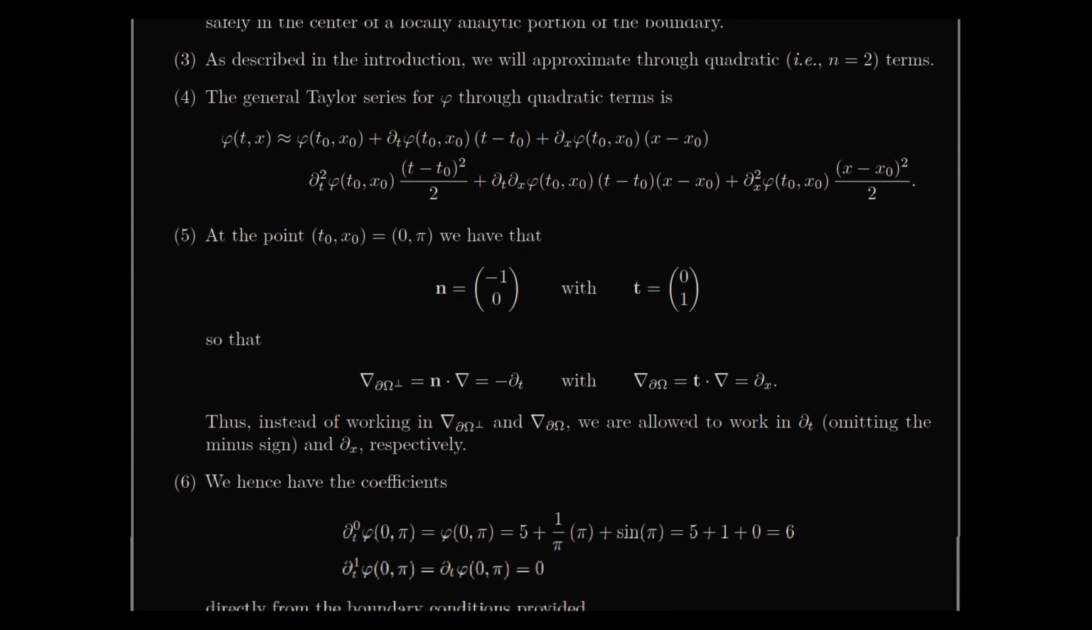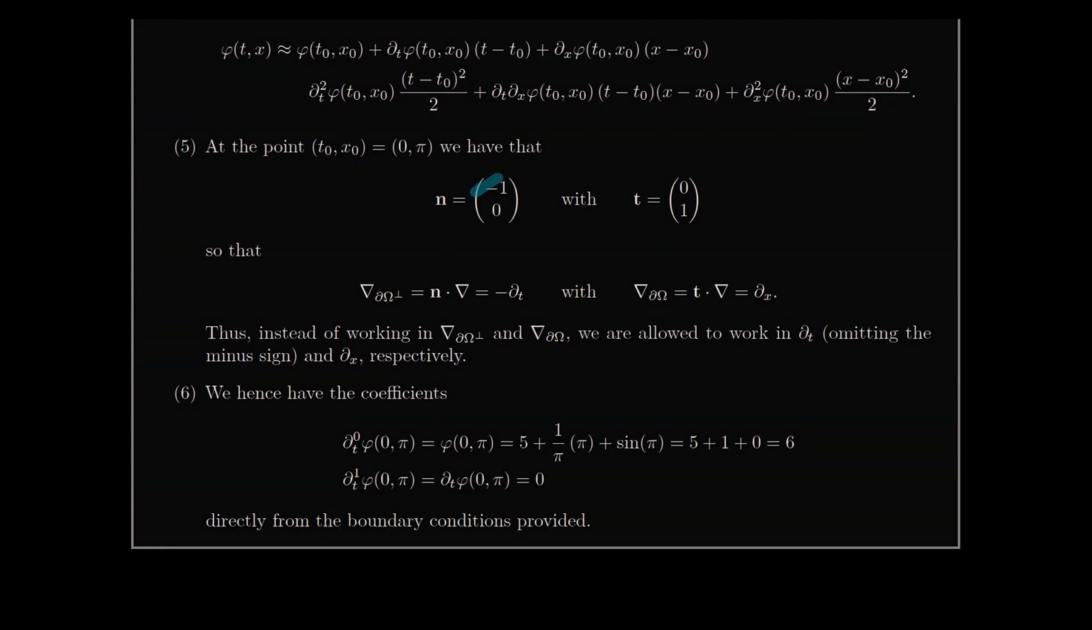So in step 5, we make clear what our normal and tangential derivatives are, which I already talked about. The normal direction is -1, 0. Tangential direction is 0, 1. This is in the variables x and t, so this is actually t there and x there. So I have the negative time direction for the normal derivative, positive x direction for the tangential derivative. And if I want, I can omit the minus sign on the whole negative time term here.